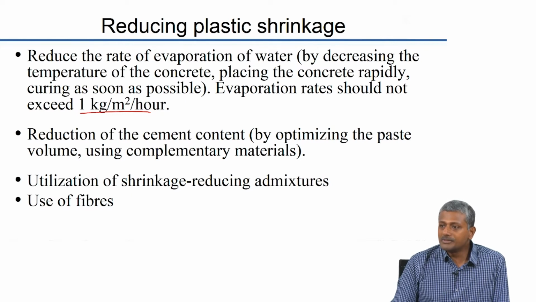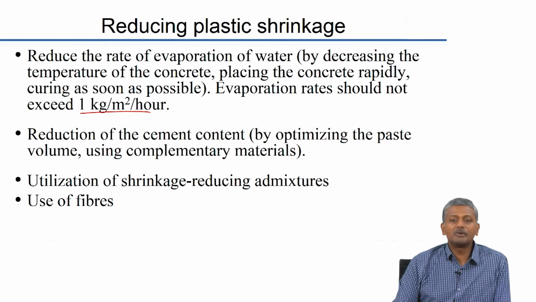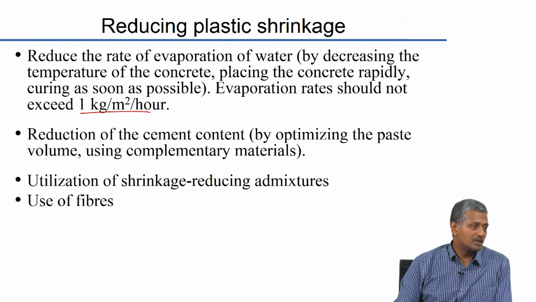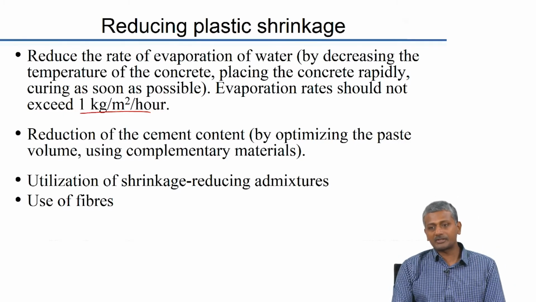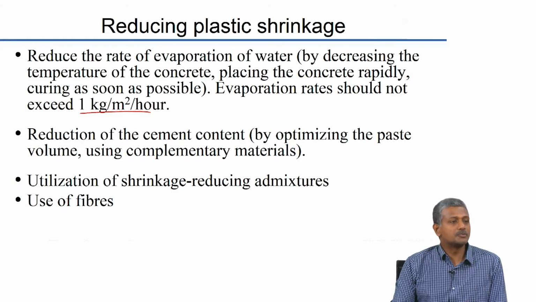The problem is when you often use supplementary materials as a replacement for cement, your paste volume generally increases. When your paste volume increases, your tendency to shrink also goes up. And secondly, since most of these materials cause a retardation of the setting process, there is a greater tendency to have plastic shrinkage cracking whenever you use mineral admixtures.